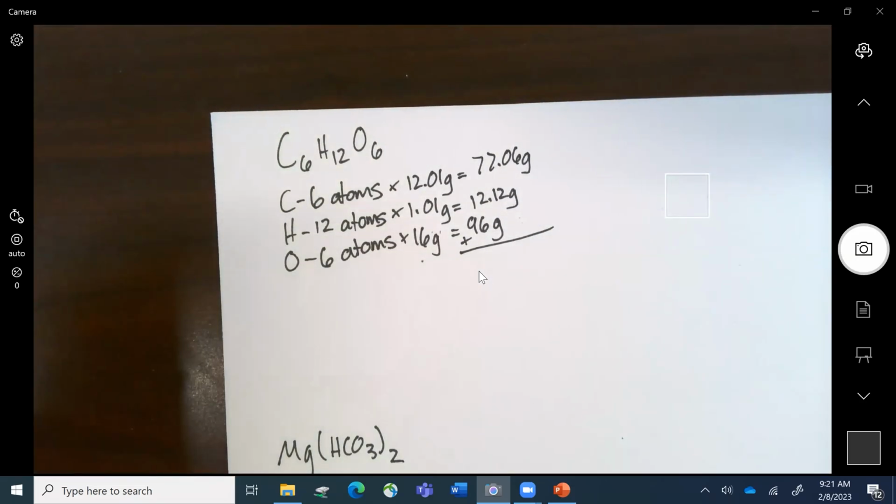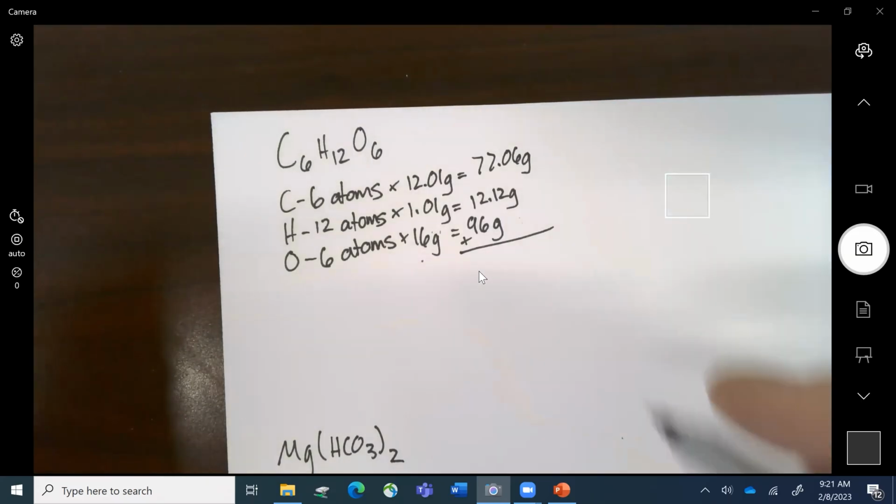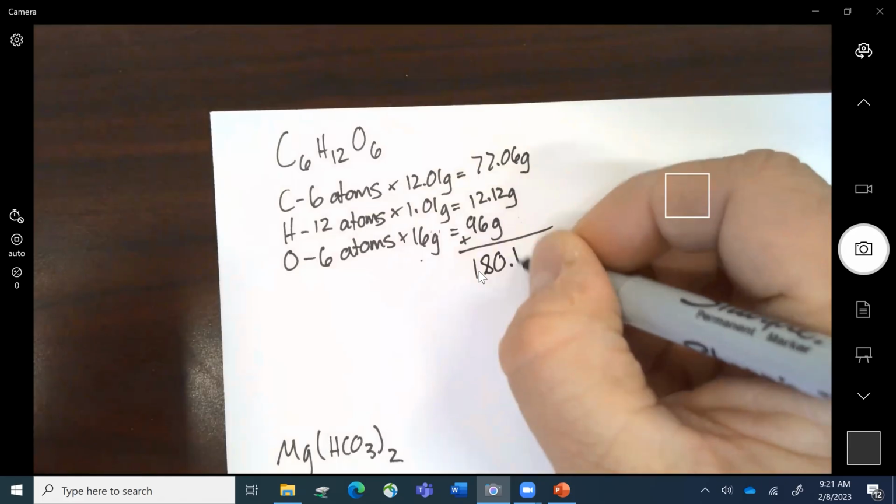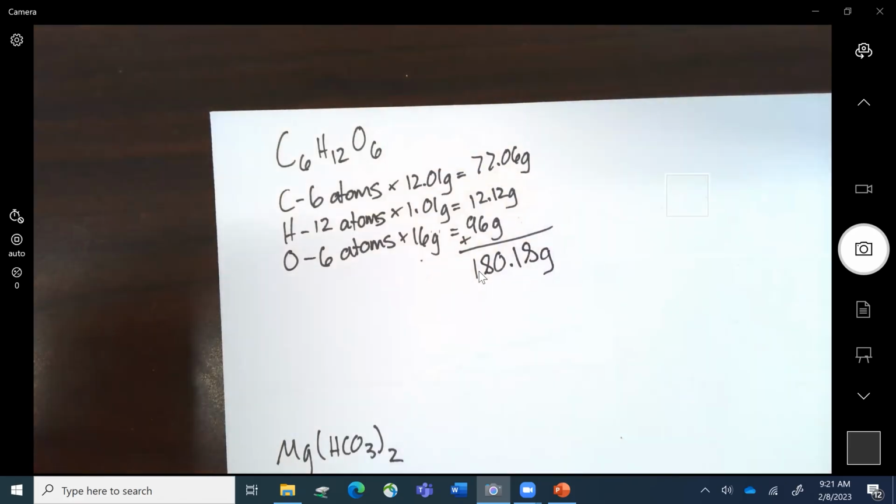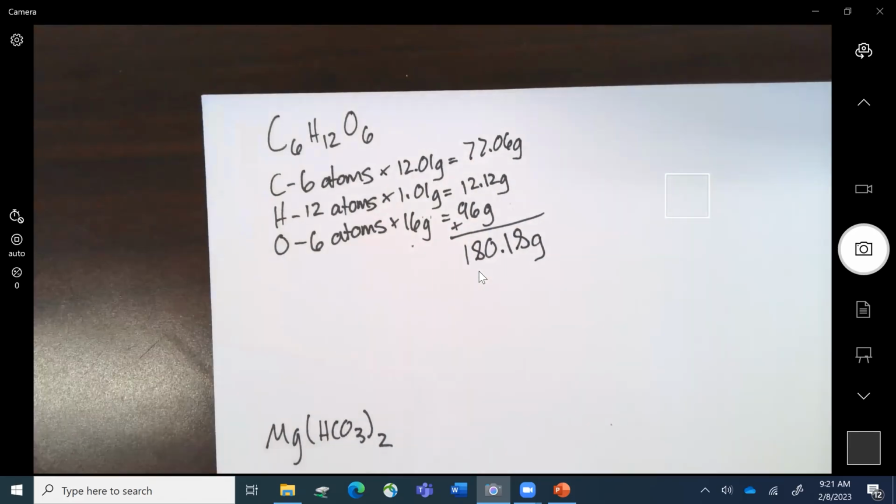All right, so 72.06 plus 12.12 plus 96. There, I know I got this one right because I can't type into a calculator. So 180.18 grams. That's the molecular weight of that.